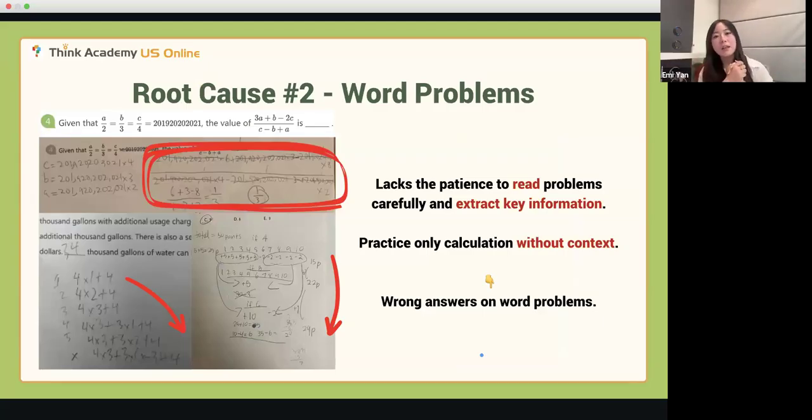All right. So this time we're going to talk about the word problems as well. For the word problems, it's a lack of patience to read the problems carefully and extract the key information. But sometimes also, maybe your kids only practice the calculation without the context. So without actually reading or understanding what the question is asking, they're just simply doing multiplication or division. And both ways are going to lead to wrong answers on actual word problems.